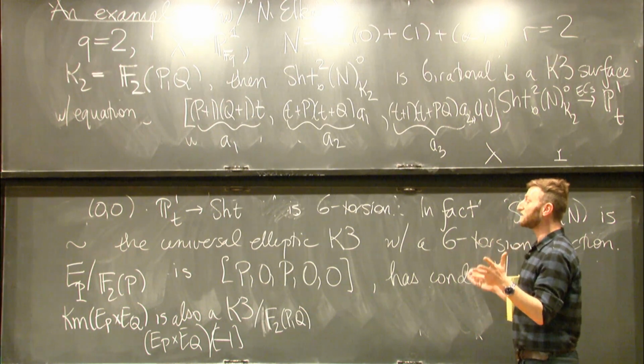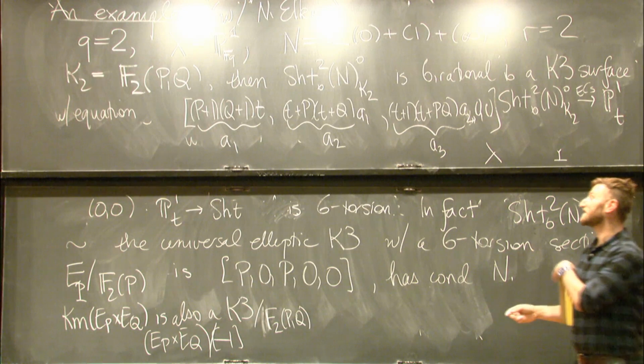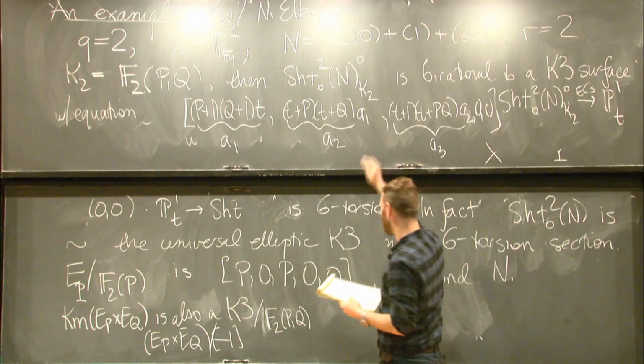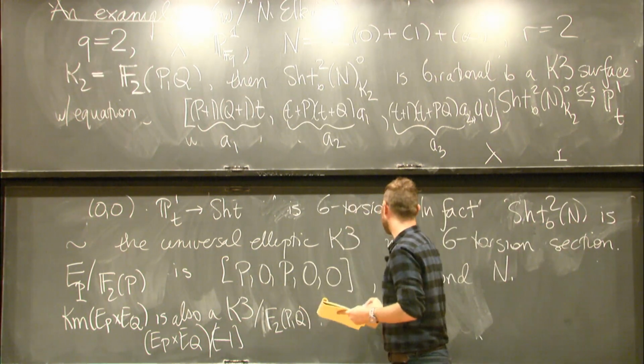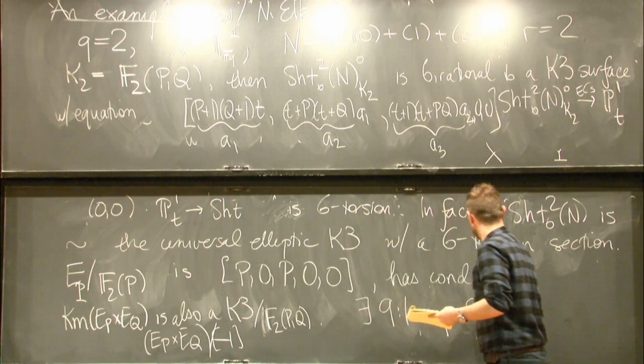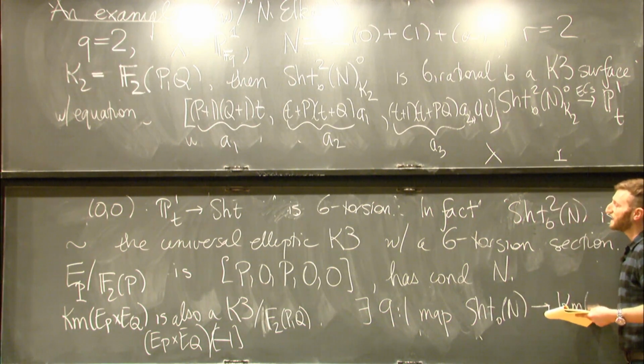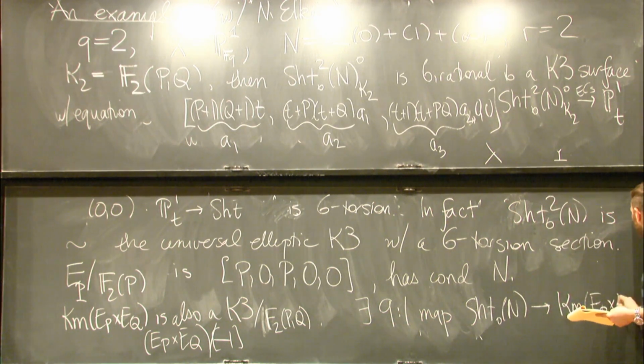So I thought, wow, maybe these two K3 surfaces are isomorphic. They're not. This is where I needed Noam's help. So in fact, there exists a 9-to-1 map from this space of shtukas to this Kummer surface. And that's actually the desired correspondence between them.